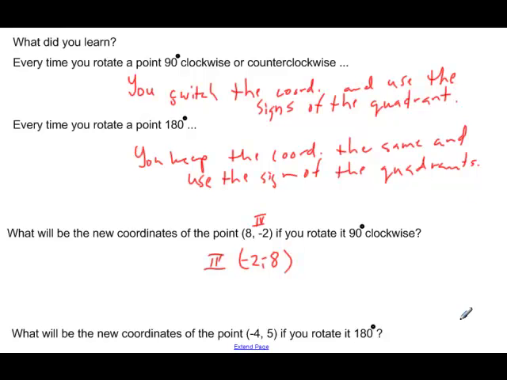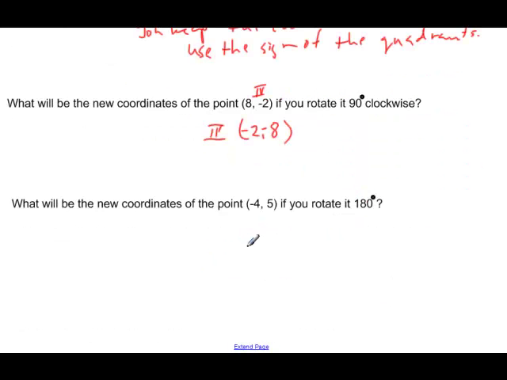Okay, last one. What will be the new coordinates of the point negative 4, 5 if you rotate it 180 degrees? Well, we just got done talking about that. I know that I keep the numbers the same. I just switch the sign. That's all I do. So, positive 4, negative 5. This would have been in quadrant 2, 180 degrees. We put this in quadrant 4, and of course we know that's positive, negative. All right, good job.